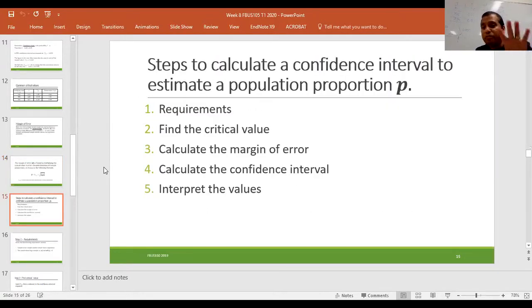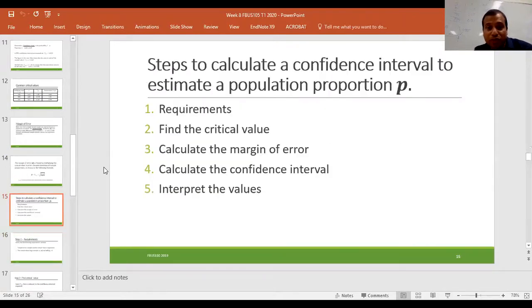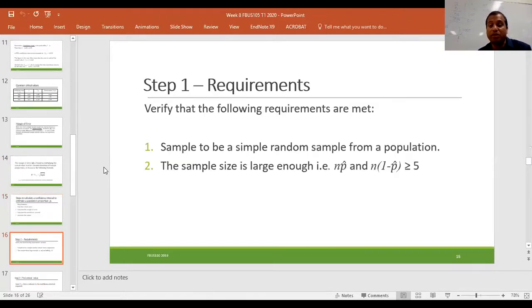So you understood the 5 stages you have to follow in order to calculate the confidence interval of the sample estimate. Stage 1 is regarding the requirements. You need to check these 2 requirements before you proceed further. What requirements have to be met? The sample has to be a simple random sample from a population. You mean you are taking the sample at random from a population. That is stage 1.